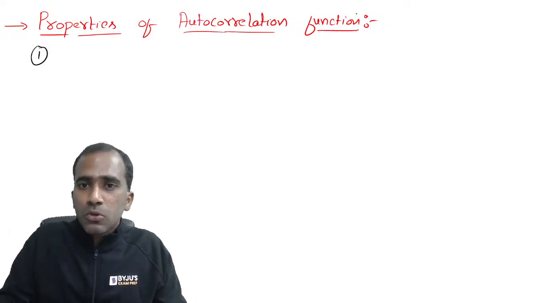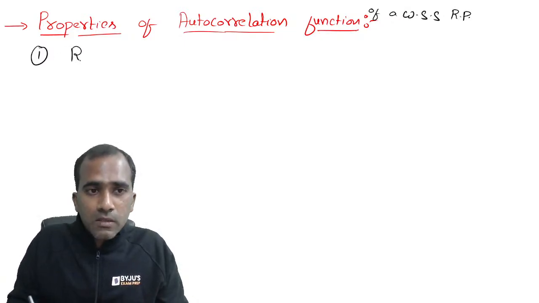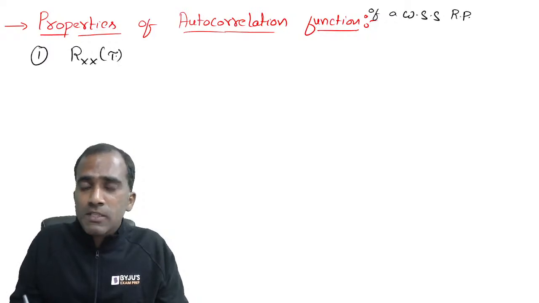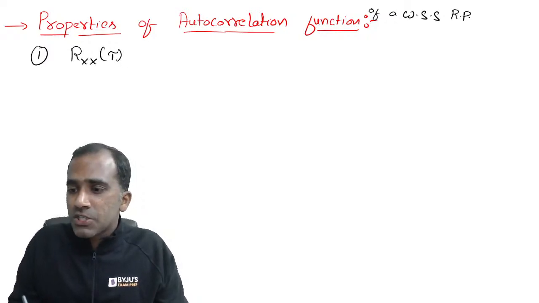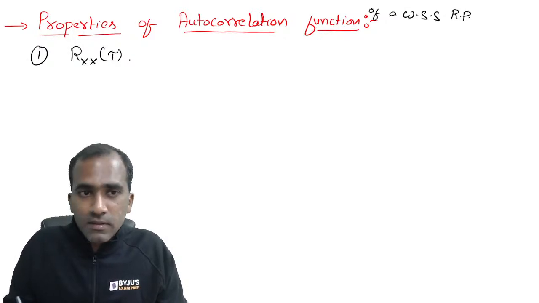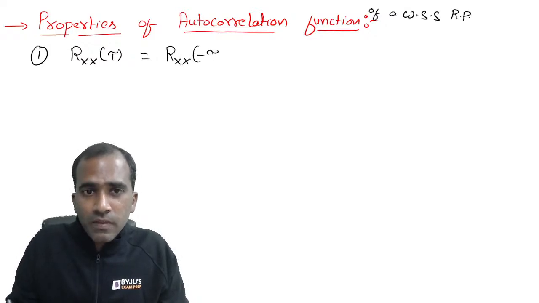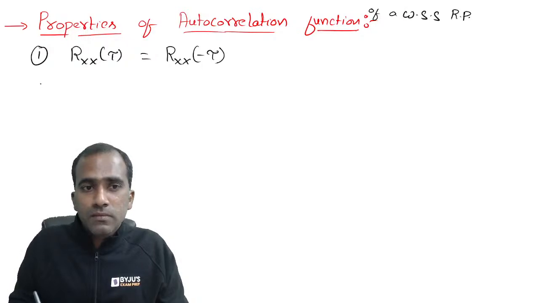So, properties of autocorrelation function of a WSS random process. We are interested only in WSS random processes. So the first property is Rxx of tau. I'm not writing it as t comma t plus tau because we are discussing only wide-sense stationary random processes. Rxx of tau is equal to Rxx of minus tau. Correct?